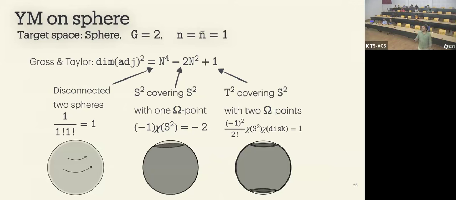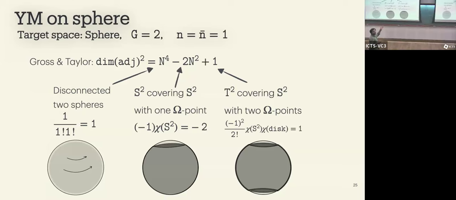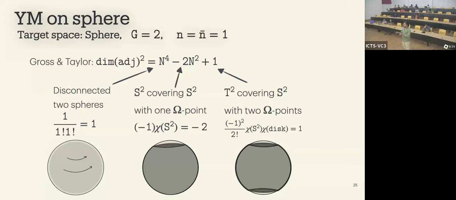This n to the power four comes from the disconnected two spheres, disconnected two spheres covering a single sphere. Now minus two n squared comes from a single sphere covering a single sphere with one omega point. I'll explain how these omega points, or the orientation reversing tube, come in, and you get minus one, which was there, times the Euler number of the sphere, that is the moduli space. Now here there is no moduli space, I'll explain how to introduce one. And torus covering sphere with two omega points is like chi of H2 times chi of disk. Chi of disk is 1, H2 is 2, the 2 cancels, and then you get 1. This is how these are interpreted. These are like gauge theory counting.